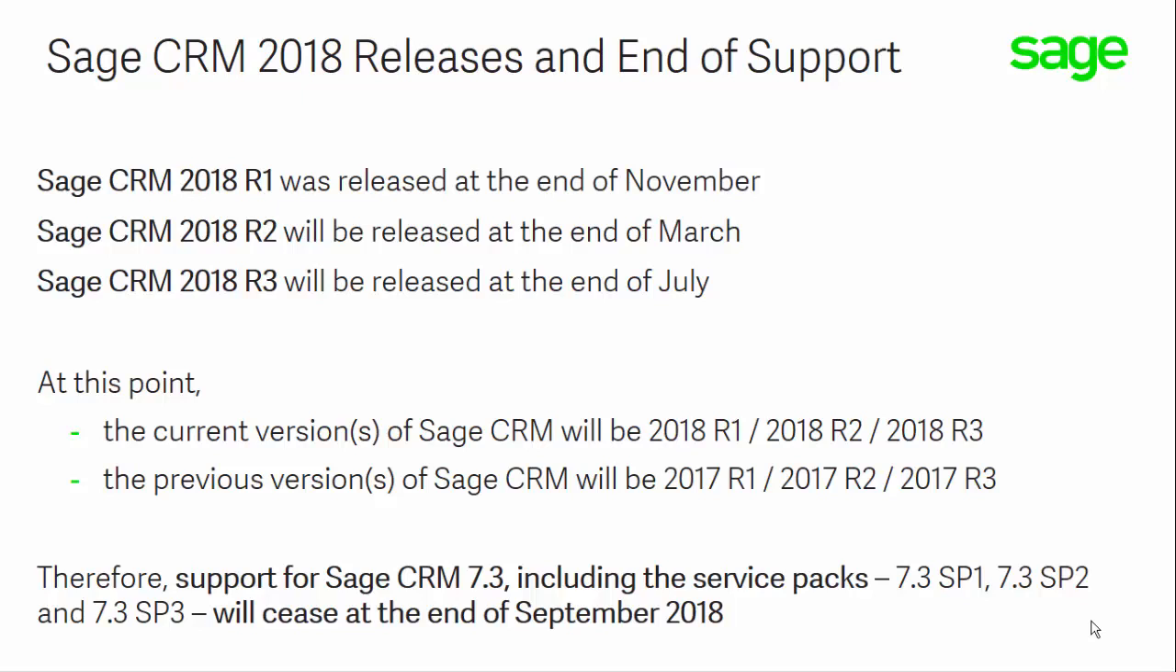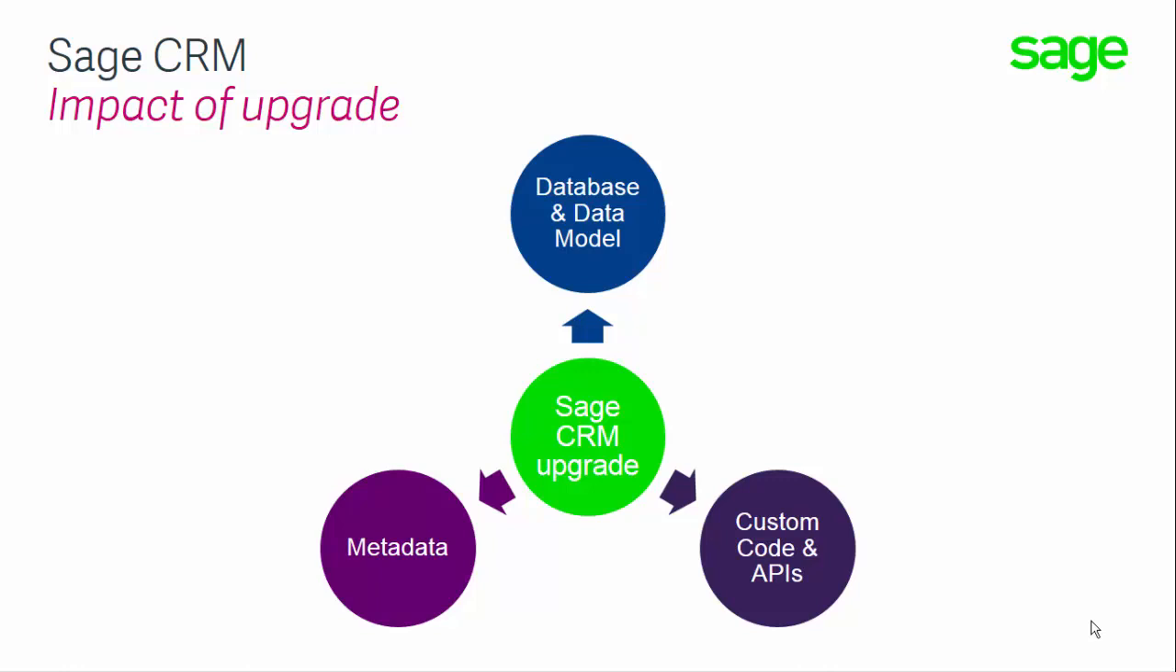Now, what does it mean when it comes to the actual view of the update and upgrade? So what's the impact that this is likely to have? Now, Sage CRM 2018 R1 may have an impact on existing components, add-ons, and different techniques used to extend Sage CRM. So that may affect aspects of the database and the data model, any of the custom code or API usage that you've made, as well as the metadata within the system.